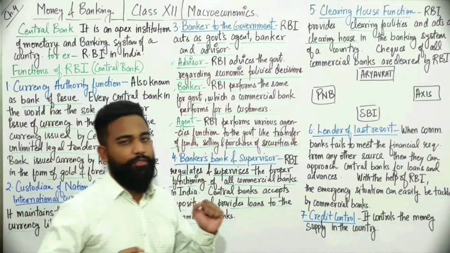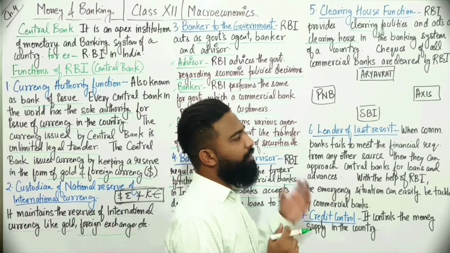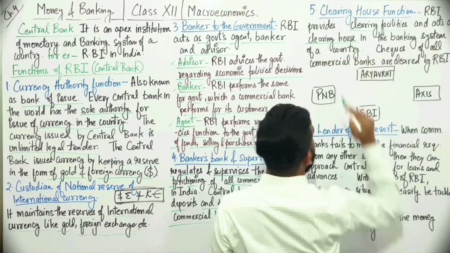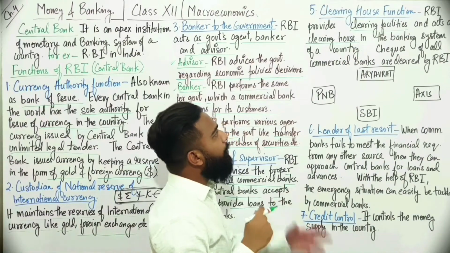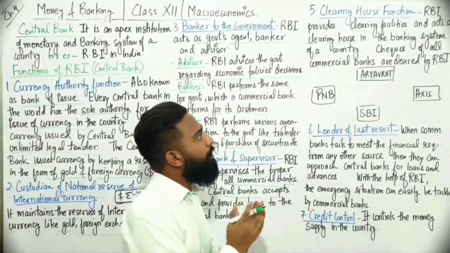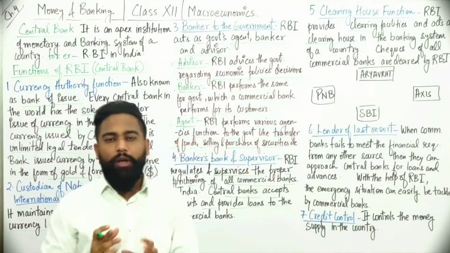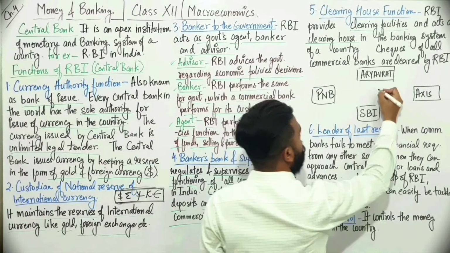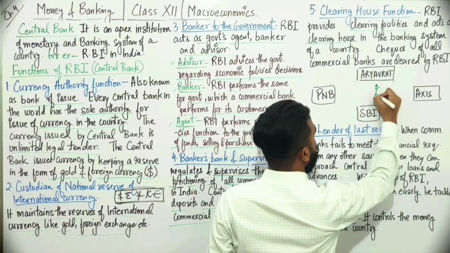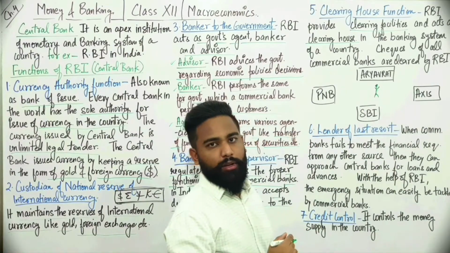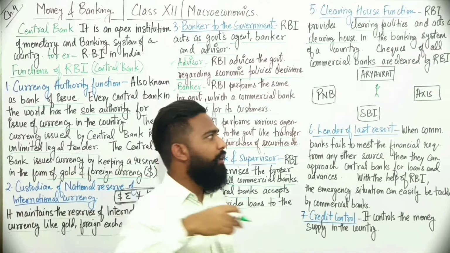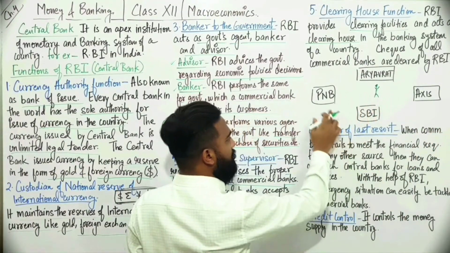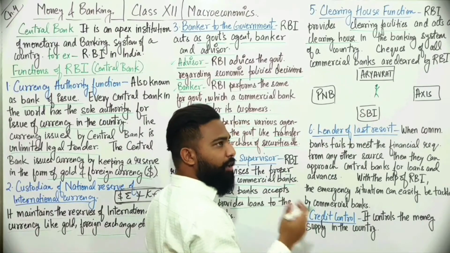Let's come to the fifth one, which is the clearinghouse function. Now, RBI provides clearing facilities and acts as a clearing house. In the banking system of a country, it acts as a clearing house. Let's understand it. Suppose there is a person who needs to make a payment to the account of his friend, whose account is in Axis Bank, but this person's account is in PNB. Then what will he do?